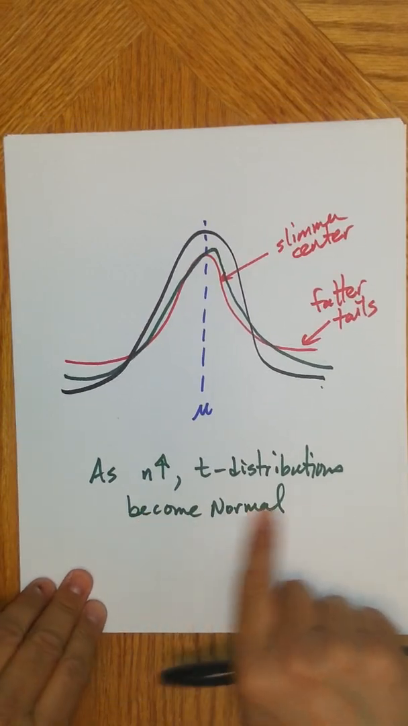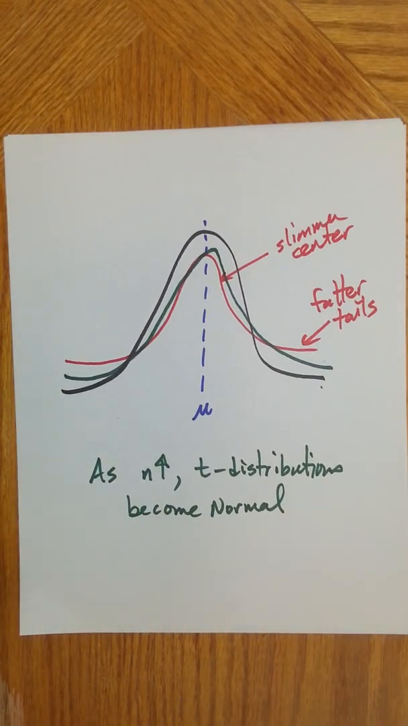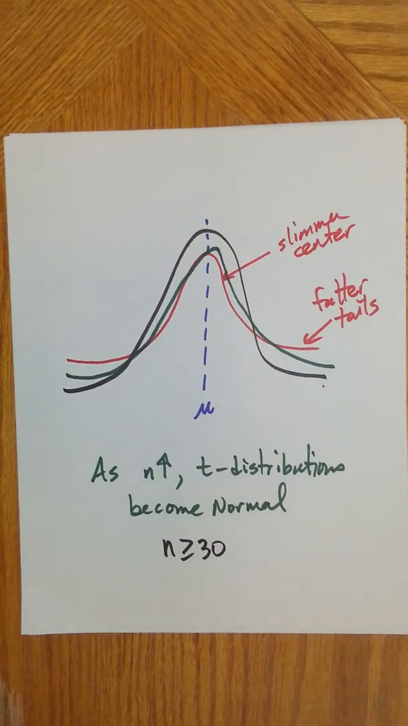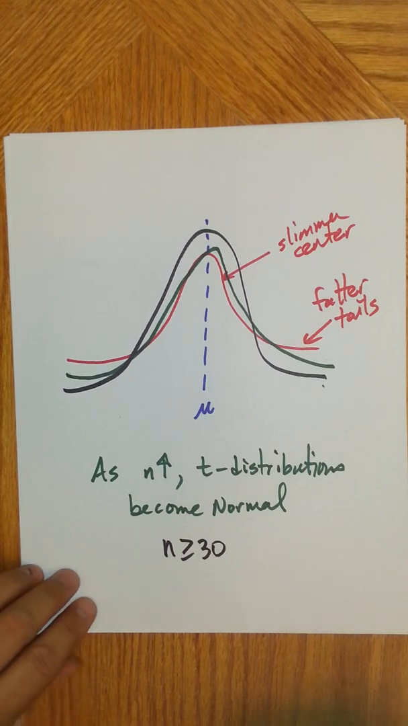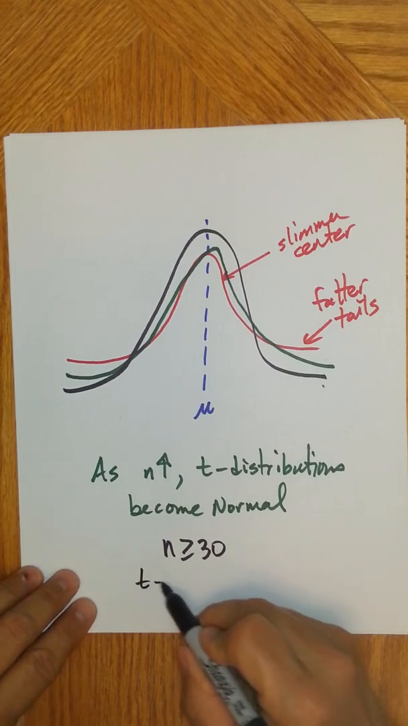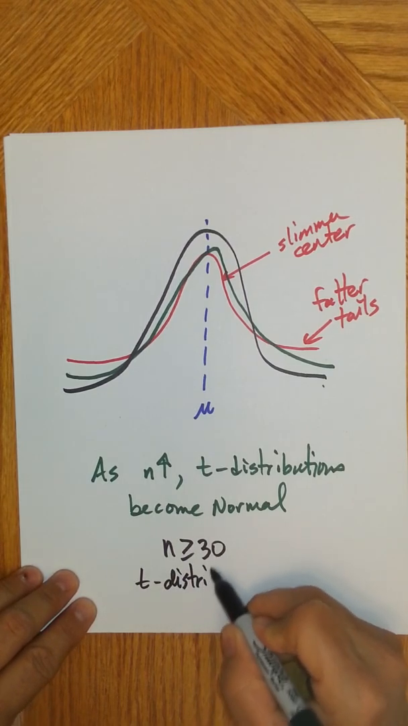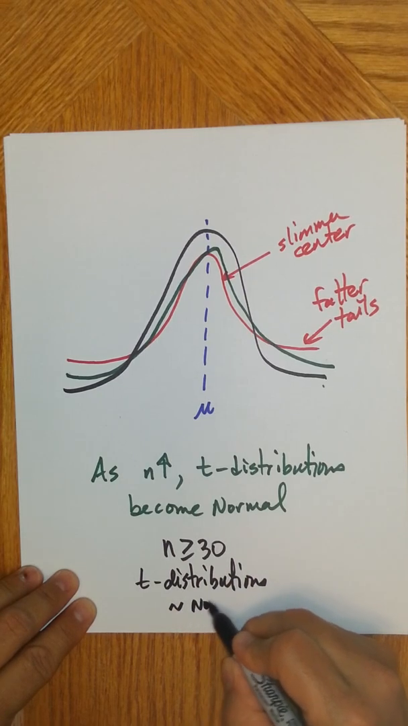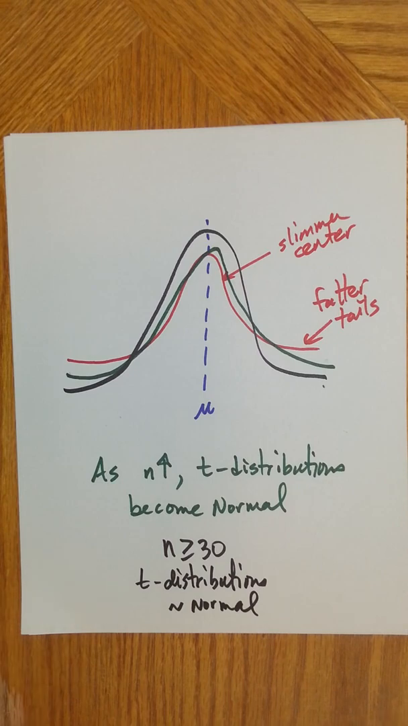Technically, the t-distribution becomes normal when you actually reach the population size. However, the central limit theorem shows us that as long as the sample size is about 30, the t-distribution becomes approximately normal. So they're good enough to go ahead and do calculations with them.